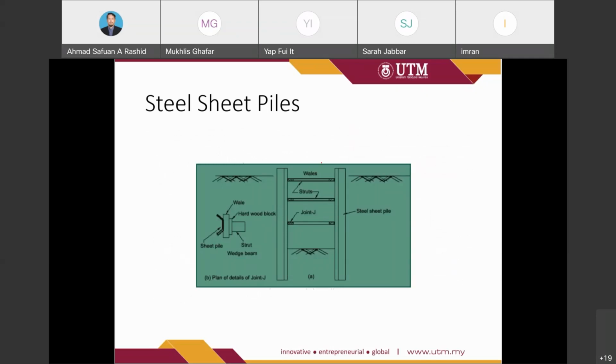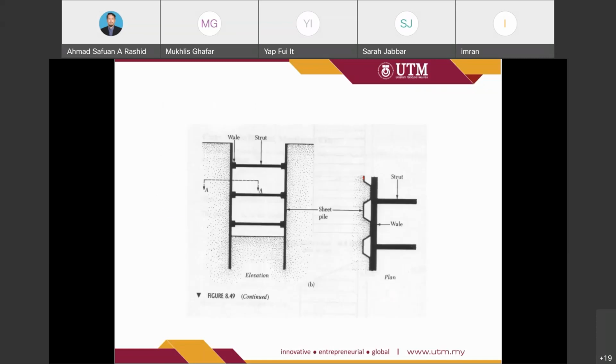So this is the sheet steel pile. Okay. So this is the sheet pile. For one example, they will have a continuous sheet pile with a wale. And the example is given here as well. So this is the sheet pile, and this is the wale, and this is the strut, from the plan view. And this is from the elevation view, where we have a wale, strut, and sheet pile.